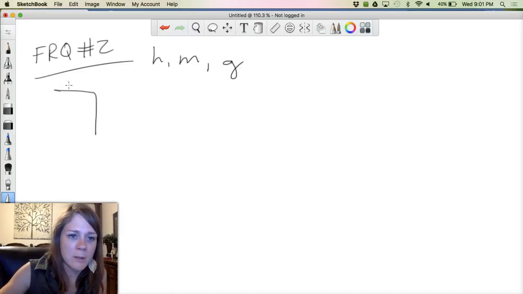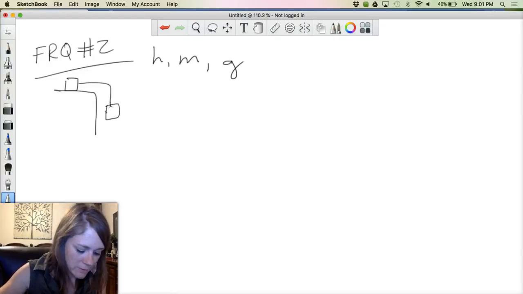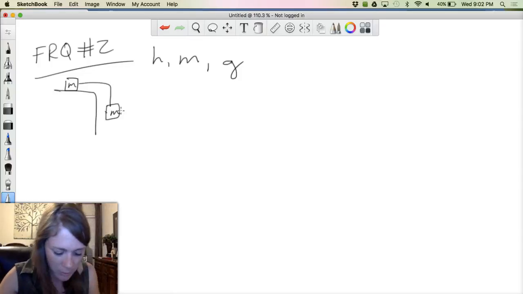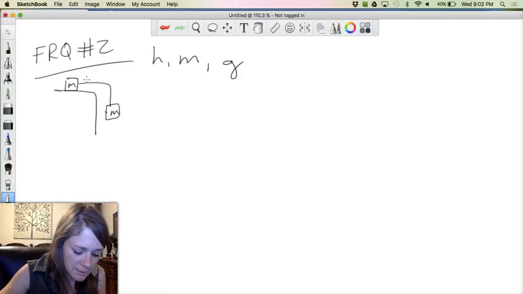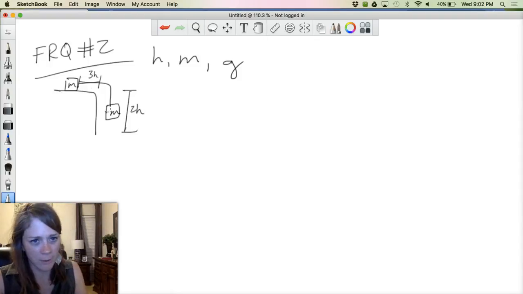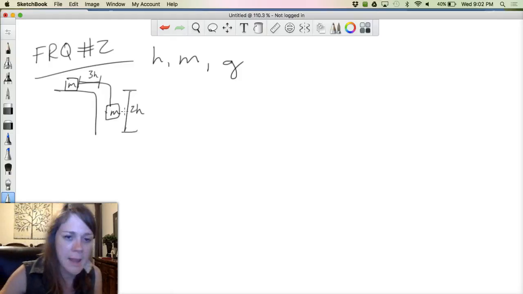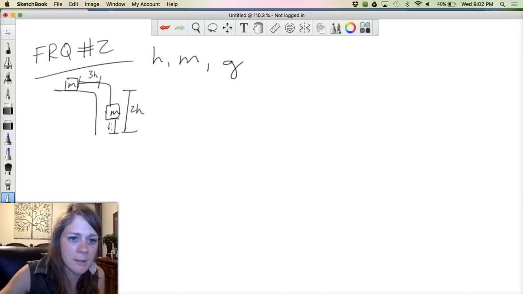We have a modified Atwood's, so we have a surface, and then we have a hanging mass. So we have a surface mass and a hanging mass, and those masses are both m. How convenient. Those masses are both m. They tell us the distance here is 3h, and they tell us this distance, I think from here to here, is 2h. So they're giving us a ratio of those distances basically, and they're telling us that from here to here is h.